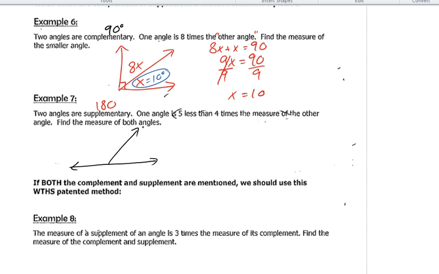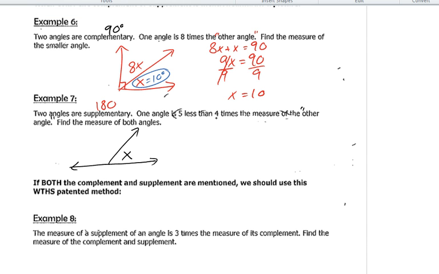One angle is 5 less than 4 times the measure. Again, here's that word, other angle. We're not sure what the other angle is, so give it an x. It doesn't matter which one's which, because we're just putting a diagram together. So, one angle is 5 less than 4 times the small.